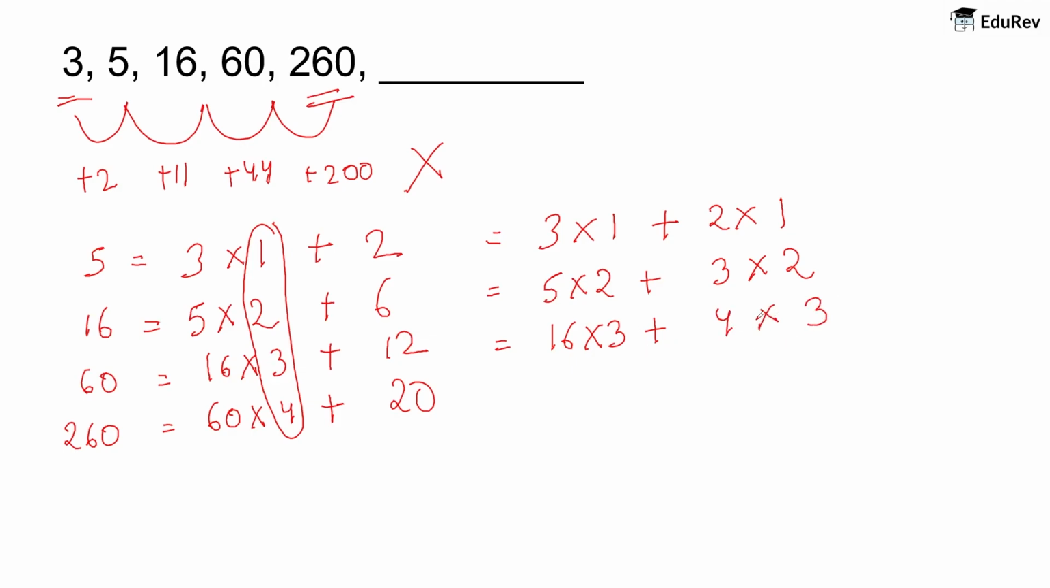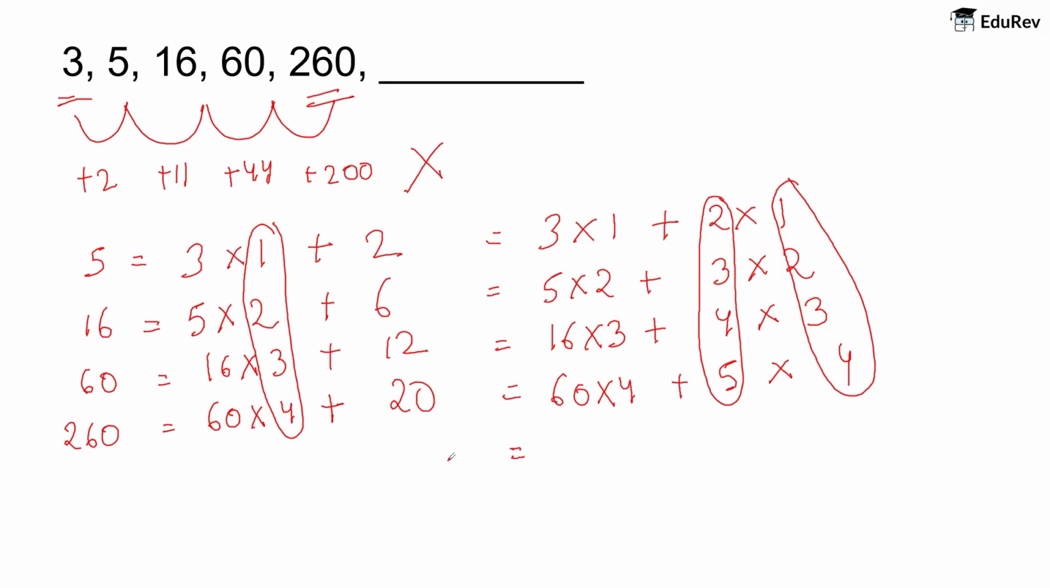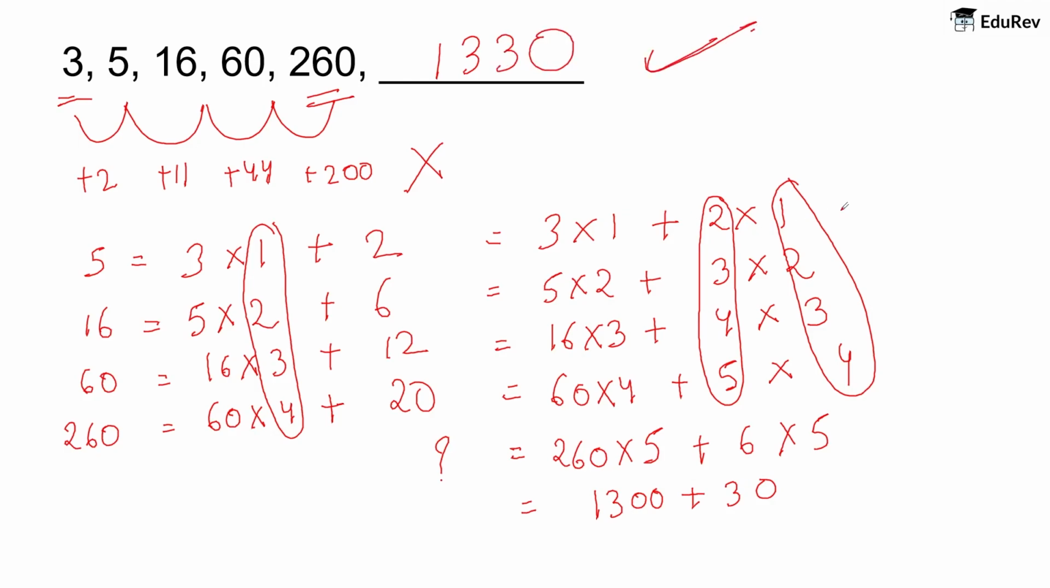So now let's get hopeful because we can see a pattern. 60 into 4 plus 5 into 4. So you can see over here numbers are again increasing, 2, 3, 4, 5 into again 1, 2, 3, 4. So if we follow this pattern, the next number in the series should be 260 into 5 plus 6 into 5. So that is nothing but 1300 plus 30. So when you solve this, you get 1330. So that is also the correct answer.